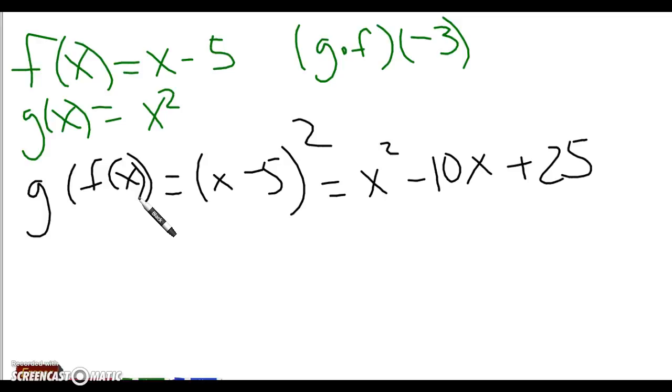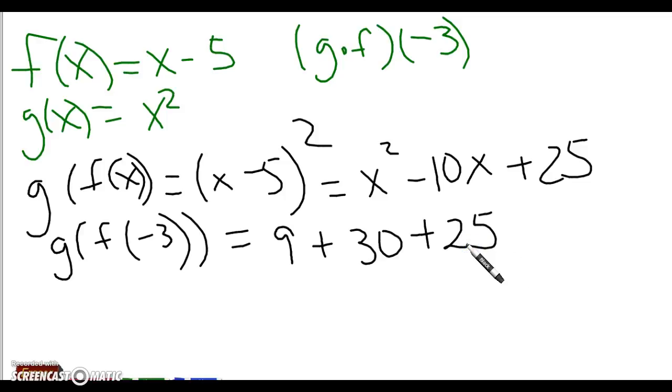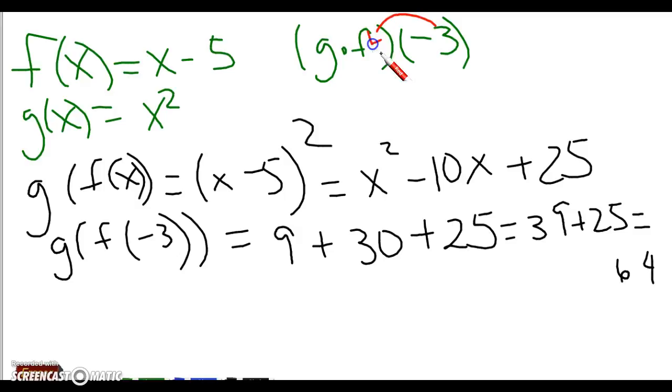So let's do that. G of f of negative 3 is going to give me 9 plus 30 plus 25. Okay, so that's going to give me 39 plus 25, which is 64.